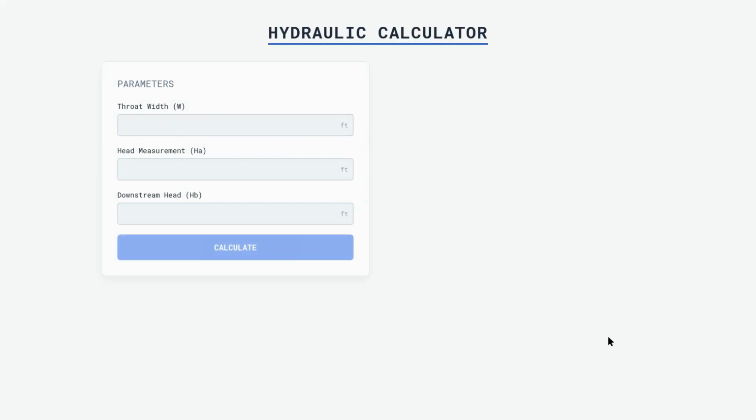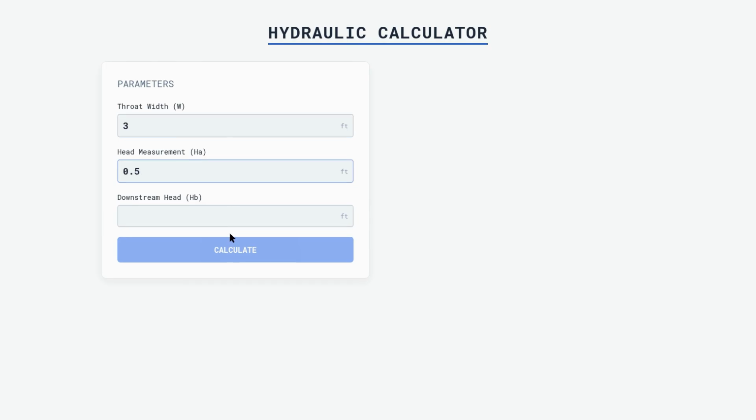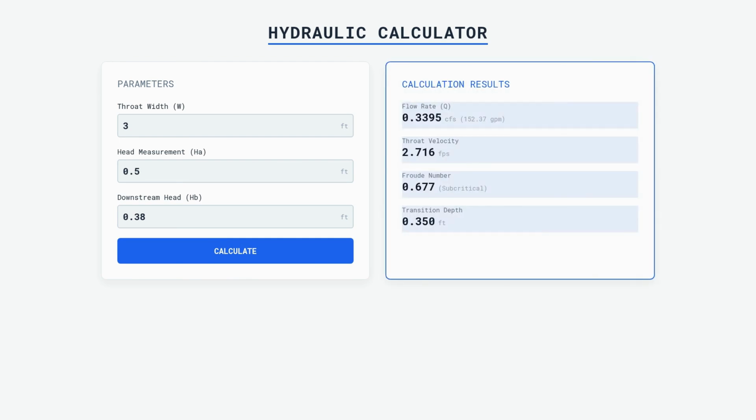Using our example values, throat width of 3 feet, head measurement of 0.5 feet, and downstream head of 0.38 feet. After clicking Calculate, we get a flow rate Q of 0.3395 cubic feet per second, which converts to 152.37 gallons per minute in volumetric flow. The throat velocity is 2.716 feet per second with a Froude number of 0.677, indicating subcritical approach flow. The transition depth shows 0.350 feet.